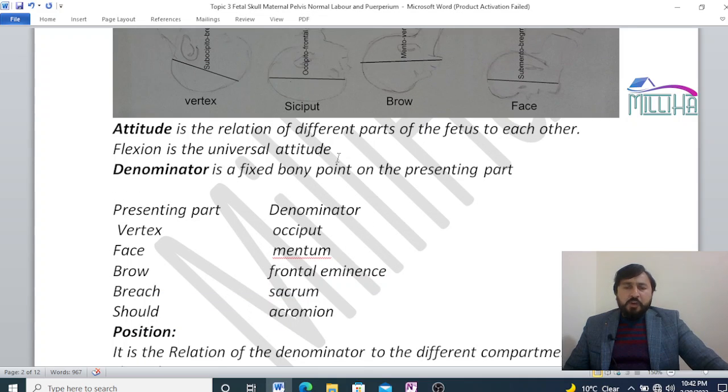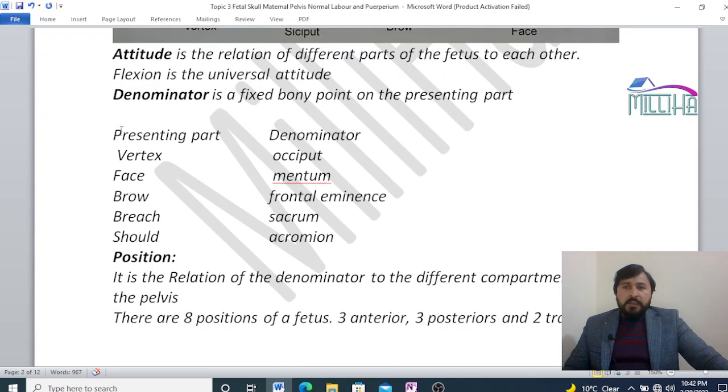Attitude is the relation of different parts of the fetus to each other. For example, the fetus is in flexed position, so flexion. All his limbs are in flexed position, including his neck and head, his arms and his legs, everything. That's the universal attitude. Okay.